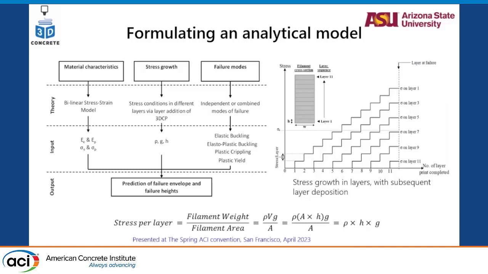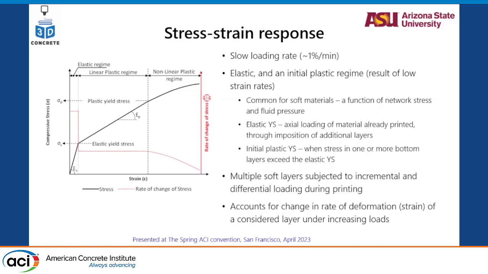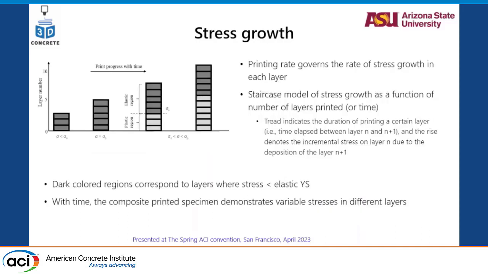So as this keeps on going, at a certain point, the first layer will exceed its elastic limit, and now it will act as a plastic material. So based on that stress growth and a bilinear stress-strain response of the material, a model needed to be developed. And for this, the printed structure before failure will be in two different states, with the lower portion being in the plastic response regime while the upper portion will be in an elastic response regime.